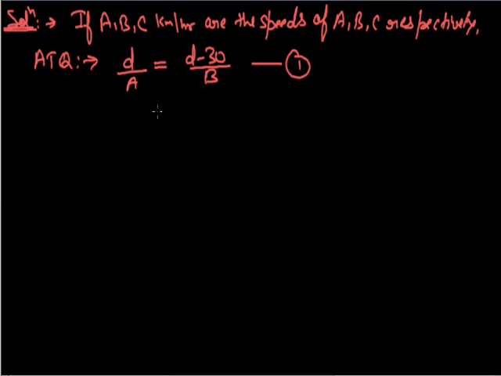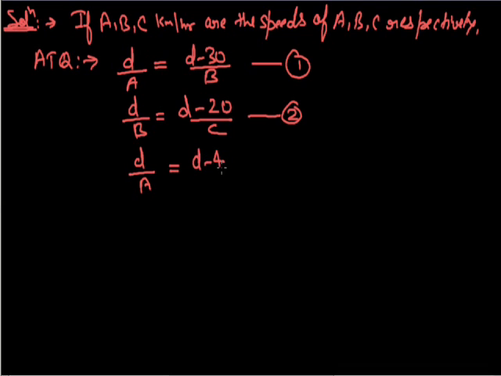Also, the time taken by B to cover the distance D is equal to the time taken by C to cover the distance D minus 20. Let it be equation 2. And the third equation is given as, the time taken by A to cover the distance D is equal to the time taken by C to cover a distance D minus 48. From all the three equations we can solve them.